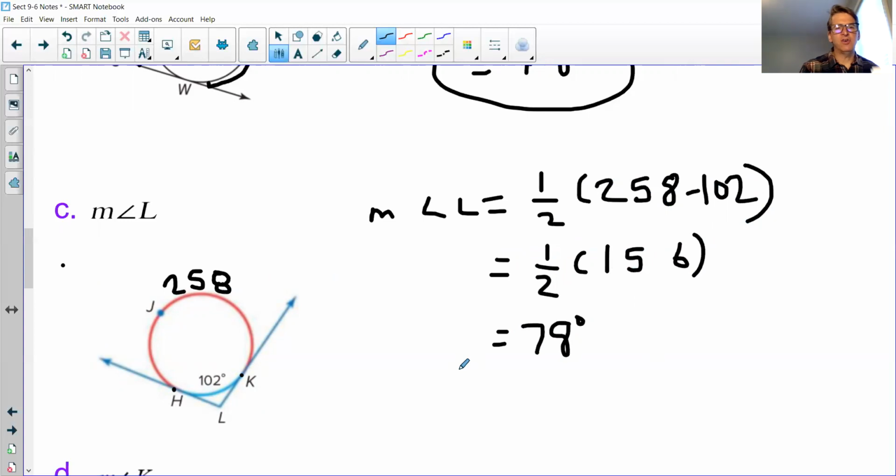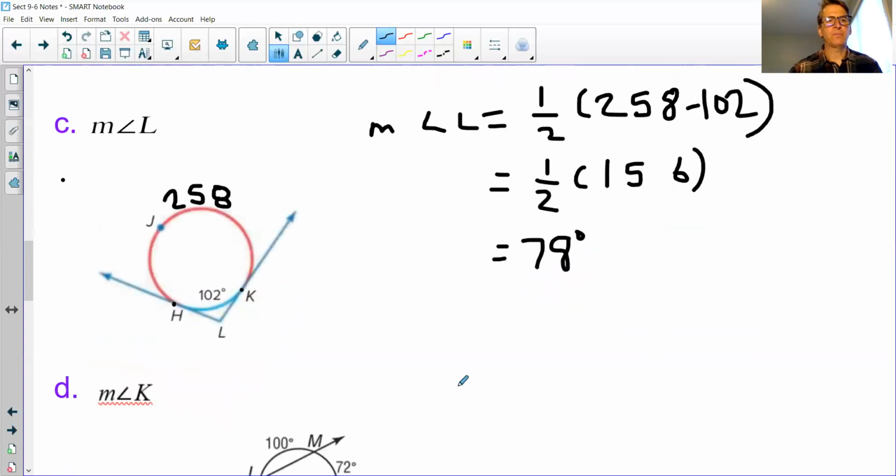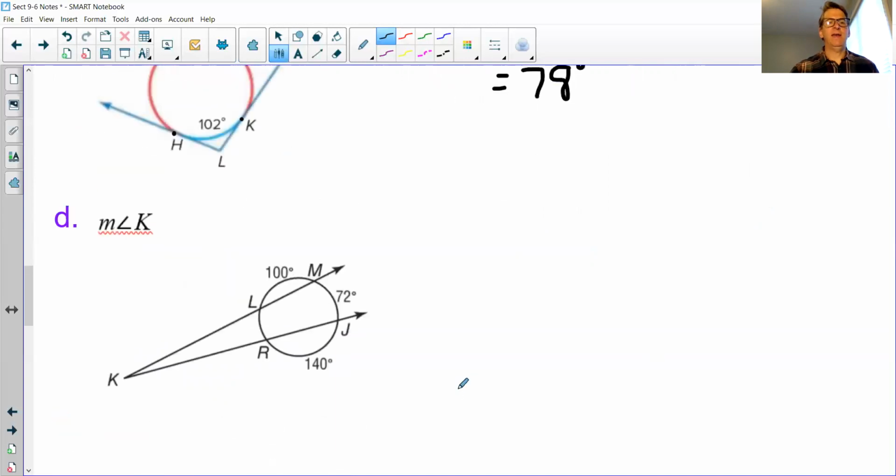Okay, 3 more on this page. Measure of angle K. Okay, it's got K way out here. Now again, we've got 100, 72, and 140. If you add all these together, you get 312. Subtract from 360. This arc here is 48. So I'll put that in right away. 48, okay? So 100 plus 72 plus 140 is 312. Subtract from 360, you get 48.